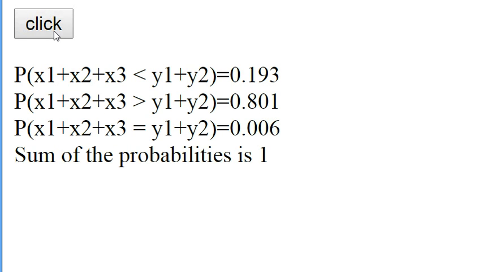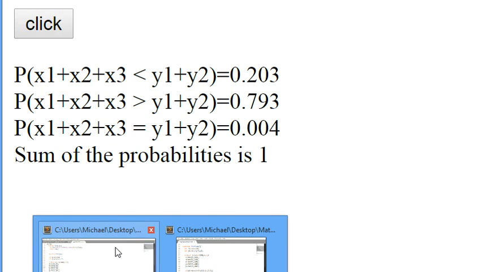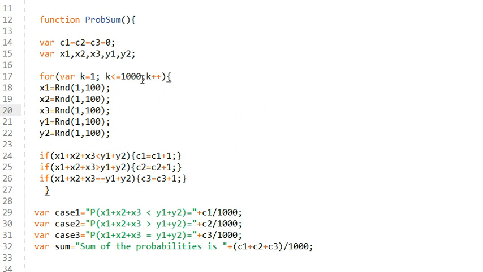So what happens when I click this button up here? Well, it's running through that loop again. Okay, so you can kind of see that these things are changing a little bit. Right, so the more times that we run the loop, the better an estimate we get of the theoretical probability. And I think what I'm going to do here is run this loop 10,000 times, and let's see what happens here.